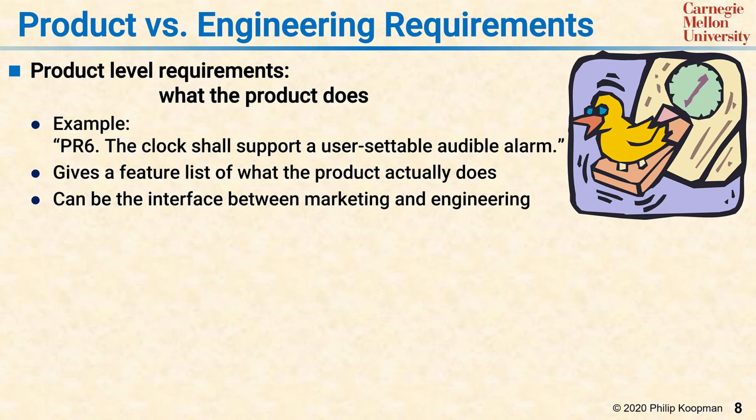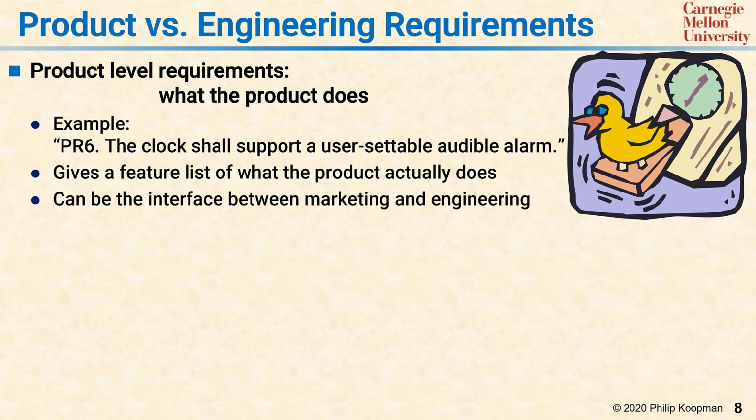Product level requirements typically look like a feature list of what the product does that a user or purchaser of the product would be interested in. Product requirements ideally are the interface between marketing and engineering. The marketing group says this is what we want to sell, and the engineers use that as a starting point to figure out what to build and how to build it.